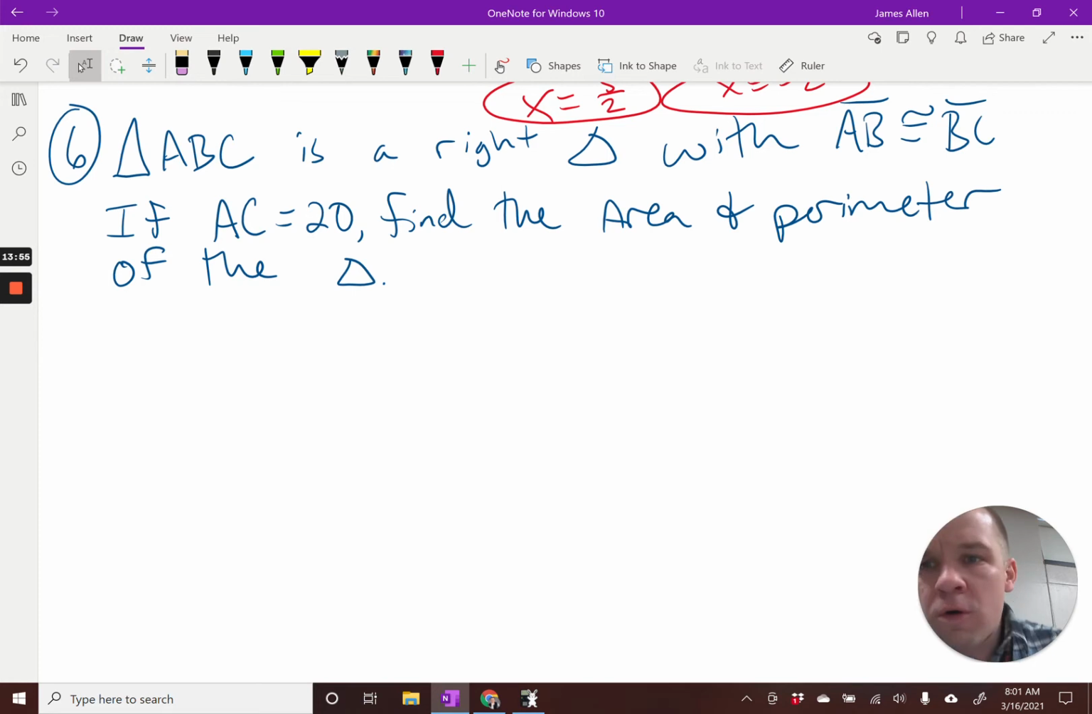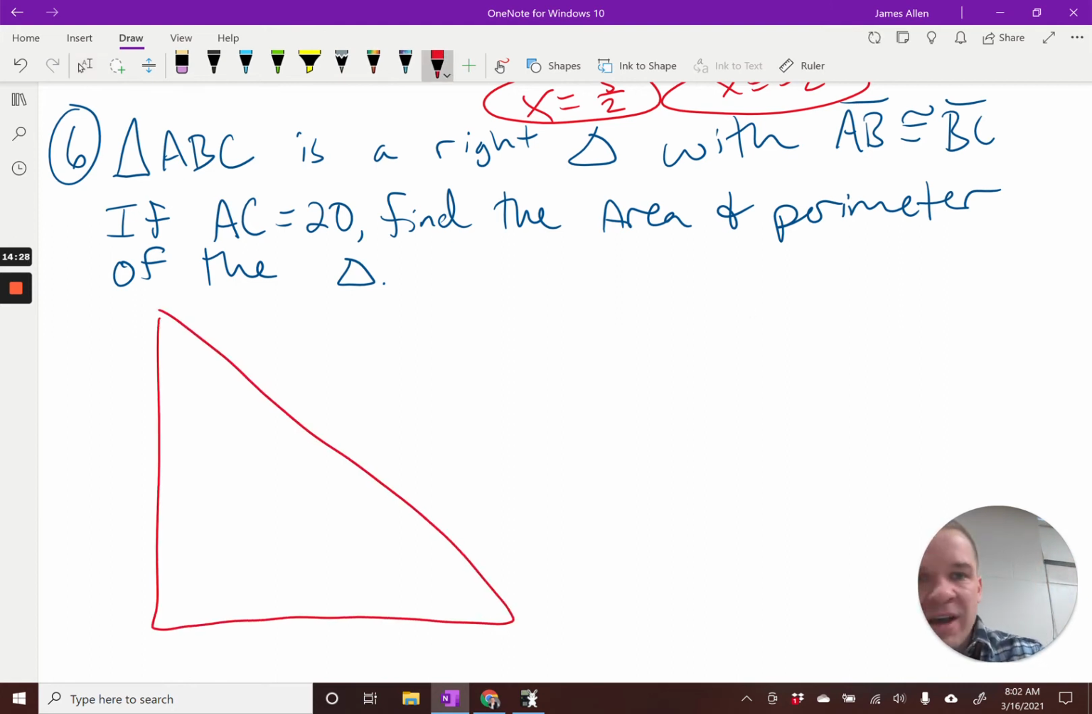Let's do it. Triangle ABC is a right triangle with AB congruent to BC. If AC equals 20, find the area and perimeter of the triangle. Okay, so it's a right triangle. AB is congruent to BC. This is a right triangle with 2 congruent sides. That's isosceles. Isosceles means 2 congruent sides. I've got 2 congruent sides and a right triangle. This is an isosceles right triangle.